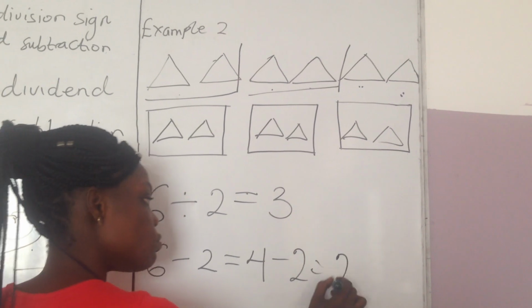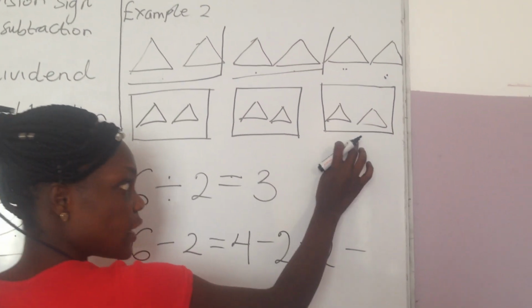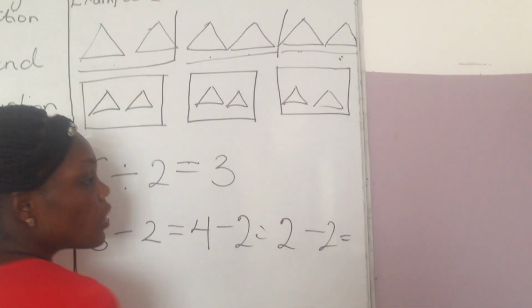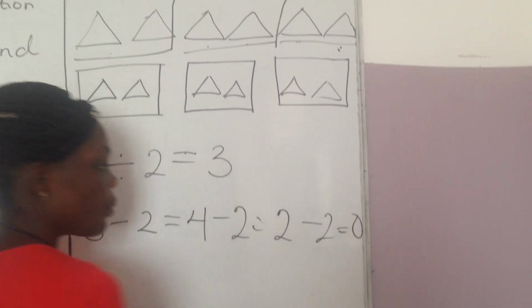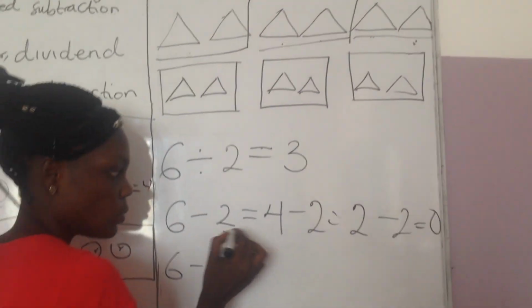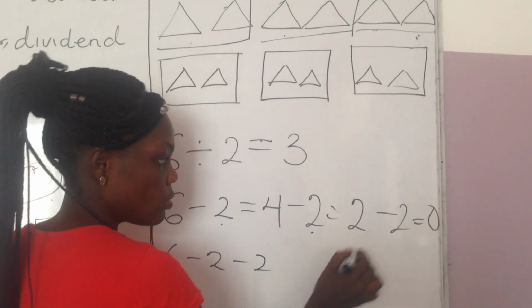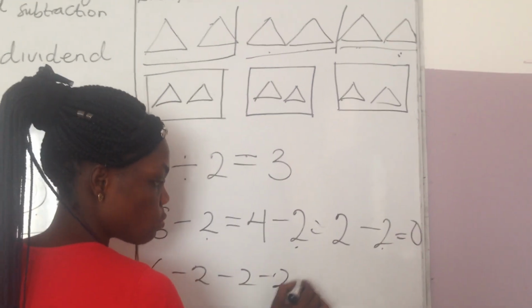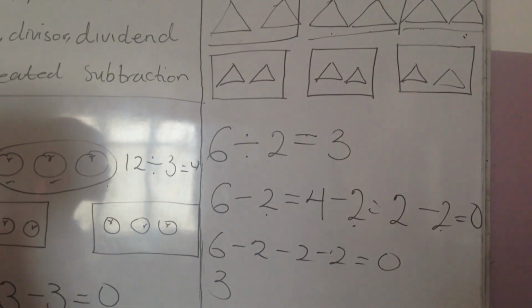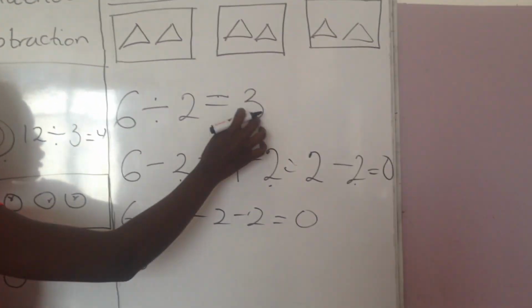2 minus, this box has how many? 2. If we take it out, we are left with what? 0. So you have 6 minus 2 minus 2 minus 2 gives you 0. Now how many 2's are here? 3. So that's how you get your answer. 6 divided by 2 is what? 3.